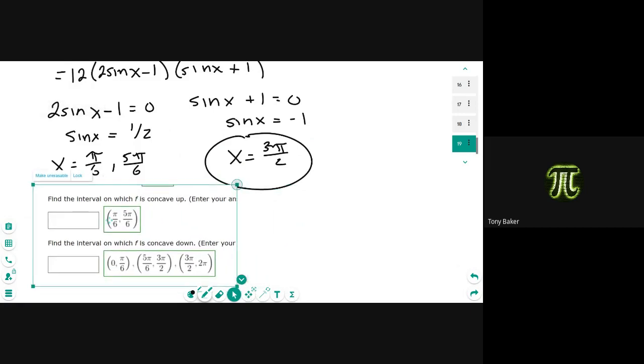So it's concave up from pi over 6 to 5 pi over 6. That one's easy. It's concave down because it's 0 at 3 pi over 2. It's not concave up or concave down, so we have to exclude that value. So you can't just say from 5 pi over 6 to 2 pi.